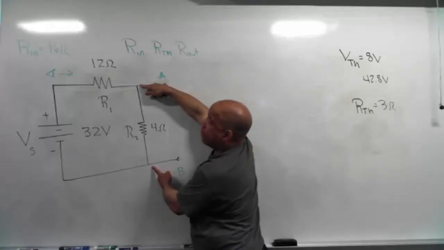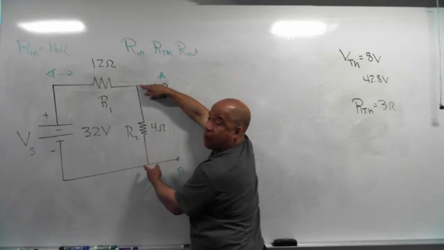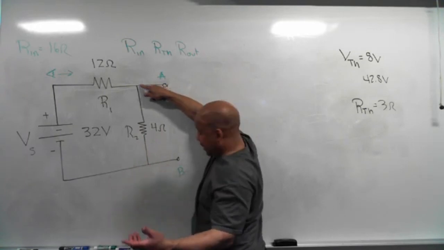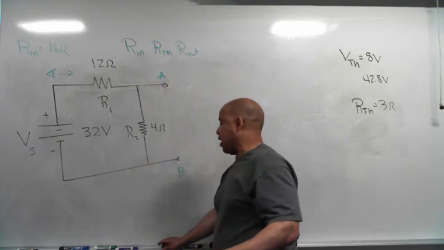You would cross where it says 4 ohms. I'm across, yeah, that's R2. So if I find the voltage drop across the 4 ohm, that's my VTH. Now you can use Ohm's law if you want to.